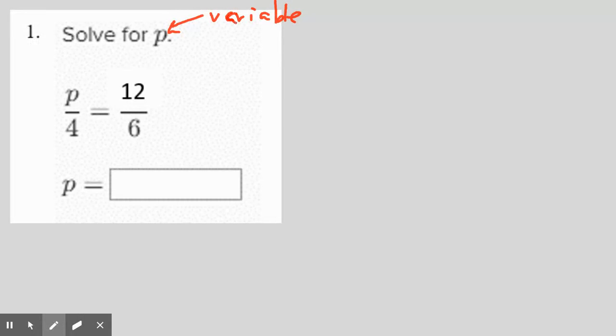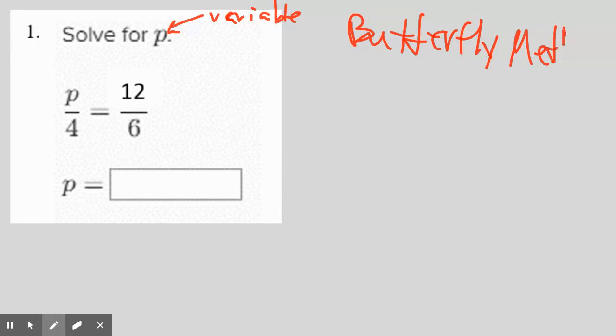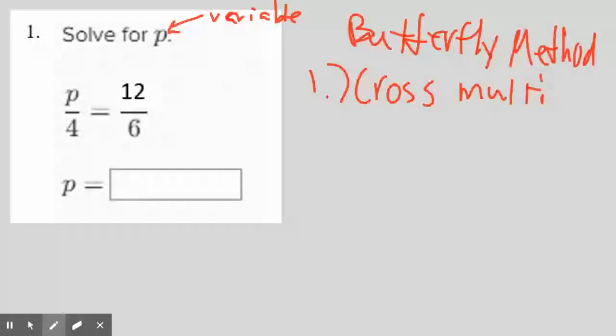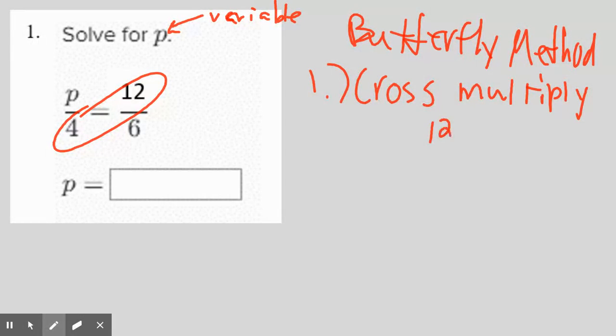So what we're going to do is, let's talk about how to actually solve the problem before we go about writing it, okay? So the first thing is, we're going to use that butterfly method. Okay, so the first step in the butterfly method is you need to cross multiply. Now, what I mean by cross multiply is you're going to look for the two numbers in the diagonal, okay, that are both there. So in this situation, 4 and 12 are both in the diagonal versus the letter P and the number 6. Well, P is not a number just yet, so I can't do anything there. So I'm going to multiply 12 times 4, and I get 48.